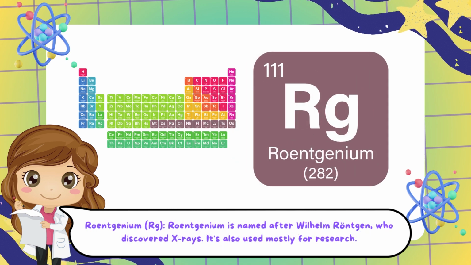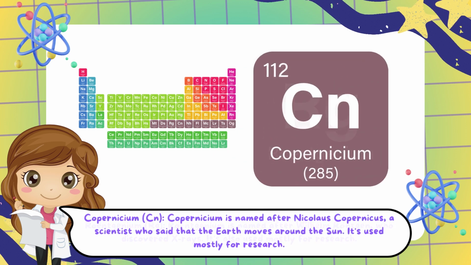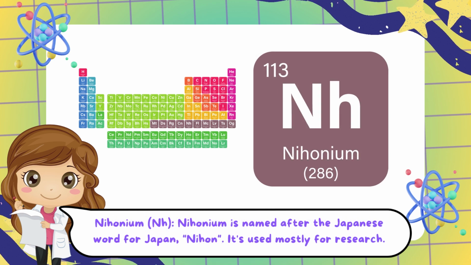Roentgenium, Rg. Roentgenium is named after Wilhelm Röntgen, who discovered X-rays. It's also used mostly for research. Copernicium, Cn. Copernicium is named after Nicolaus Copernicus, a scientist who said that the Earth moves around the Sun. It's used mostly for research. Nihonium, Nh. Nihonium is named after the Japanese word for Japan, Nihon. It's used mostly for research.